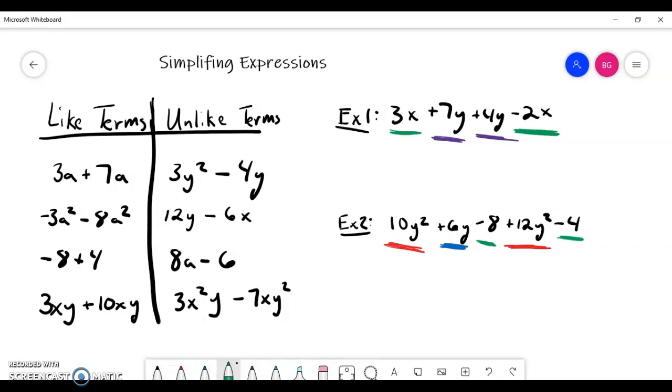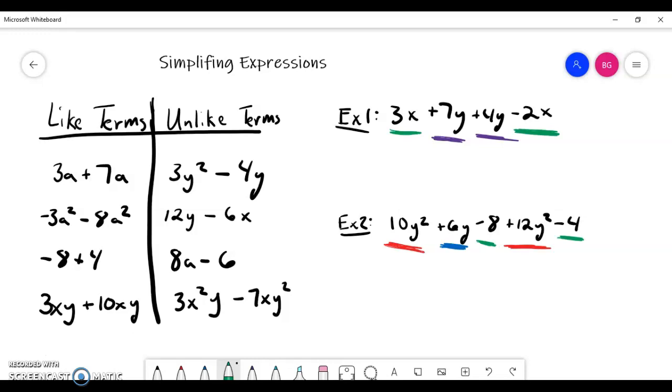Okay, so now what we can do, after we're able to distinguish between like terms and unlike terms, is we can go ahead and combine these together. So that's what I'm going to show you an example of here, for example number 1. So I underlined them different colors. Some people like to shape them, put different shapes around them. It doesn't matter to me which process you use.